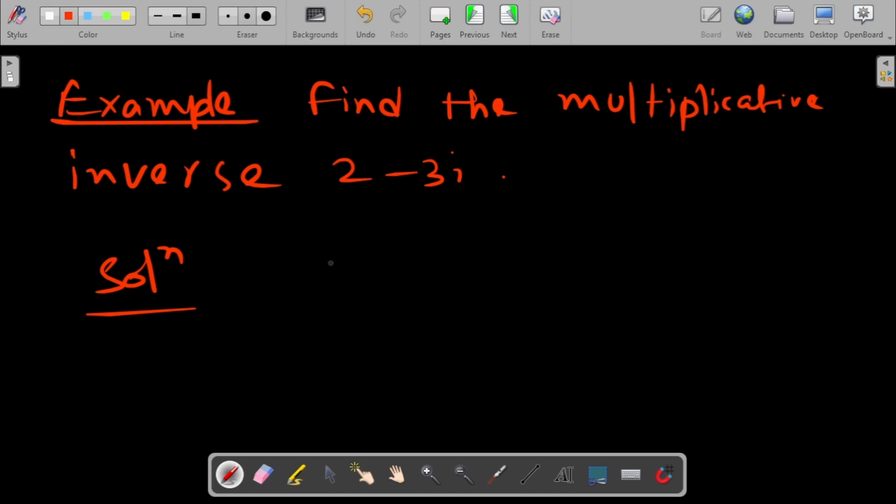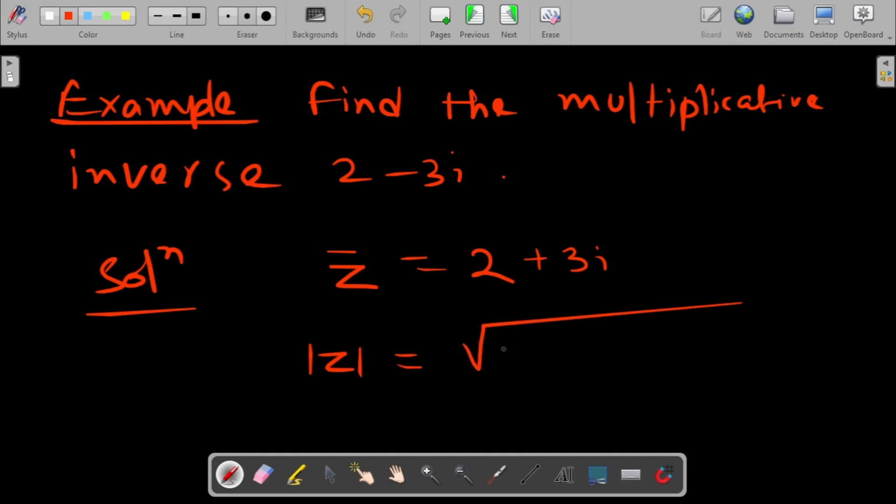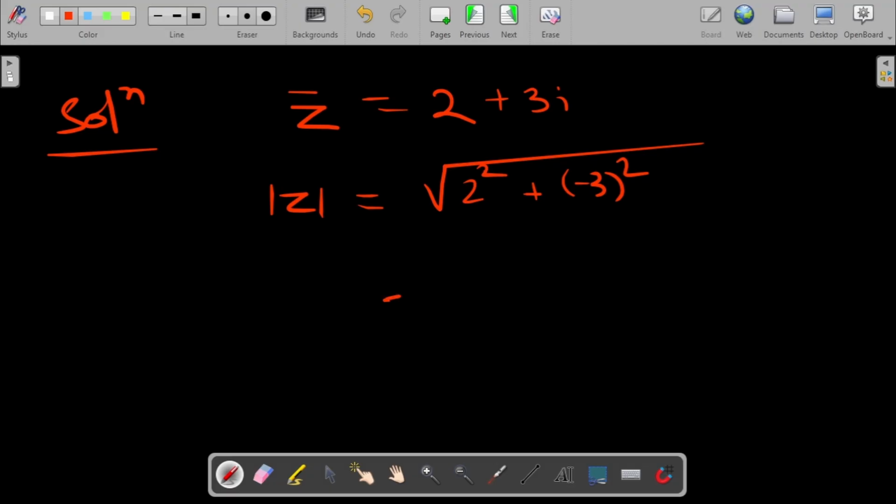So z bar is what? Z bar is 2, we replace i with minus i, so this equals 2 plus 3i. And the modulus of z is the square root of a square plus b square. Here b is minus 3, so minus 3 square, and this equals the square root of 13.